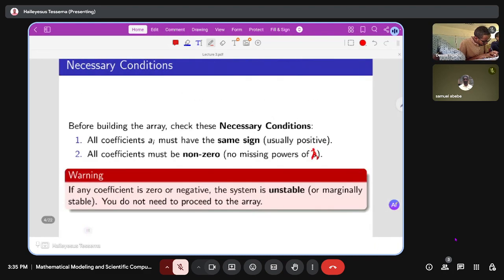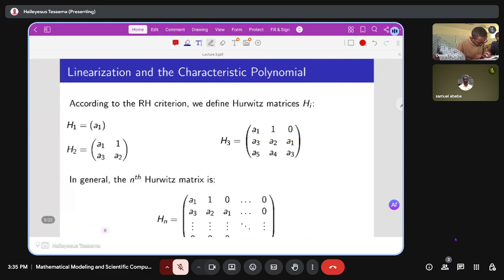So according to the Routh criteria, we can define different Routh matrices, where I is the order of the characteristic polynomial. If the characteristic polynomial is order 1, it's just a 1 by 1 matrix, which is A1.